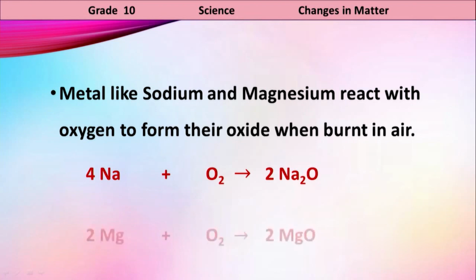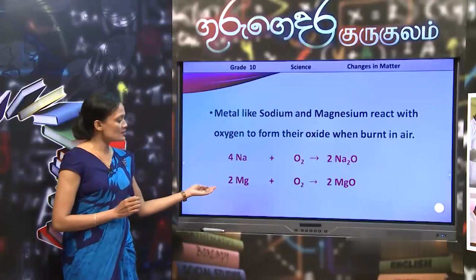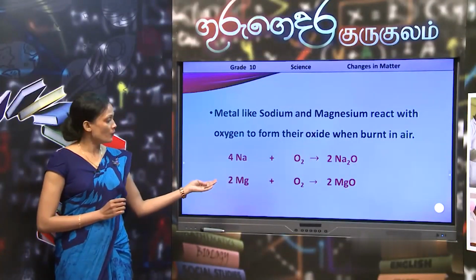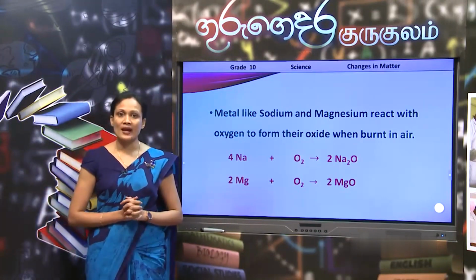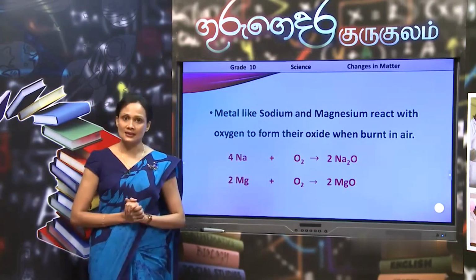In the same way, we can heat magnesium. When we heat magnesium in air, magnesium reacts with oxygen and forms magnesium oxide. In your previous lesson, you observed how magnesium reacts with oxygen. It gives a bright white flame. Look at this one. That is the equation for the reaction between magnesium and oxygen: magnesium reacts with oxygen and forms magnesium oxide.